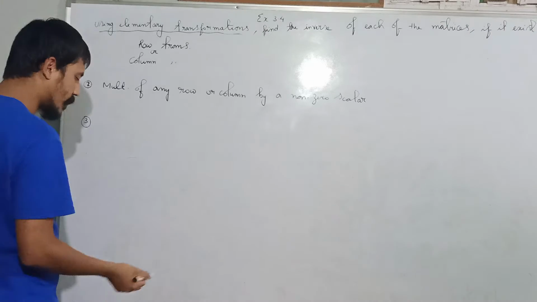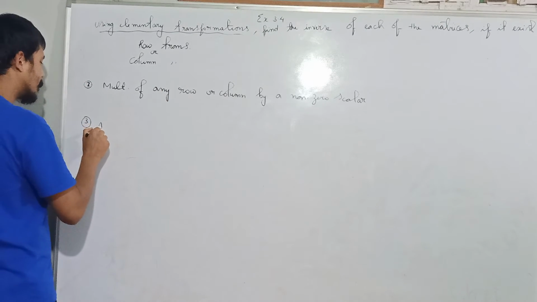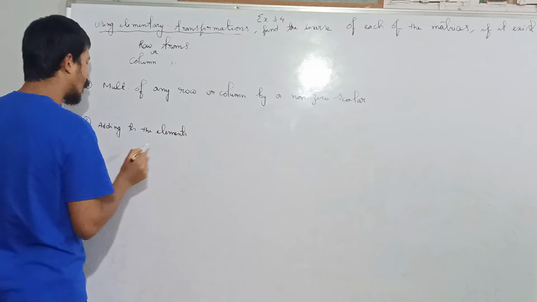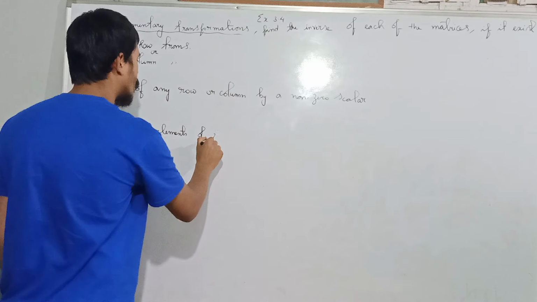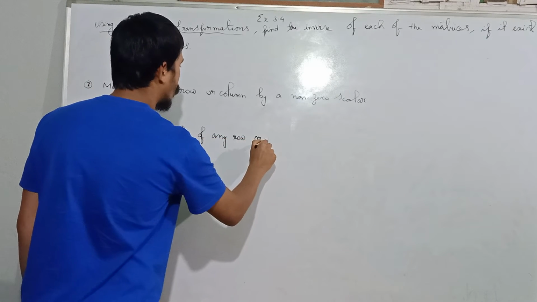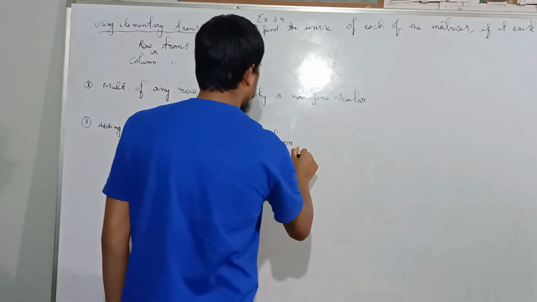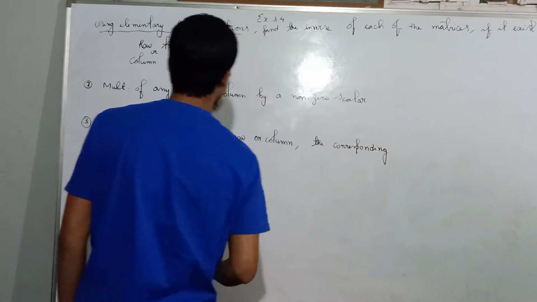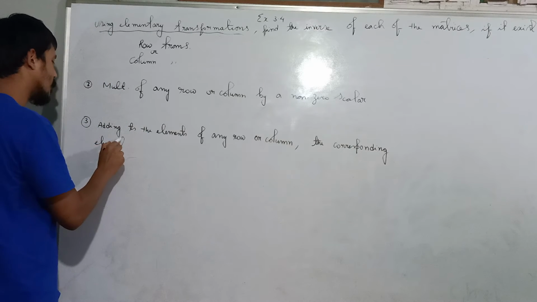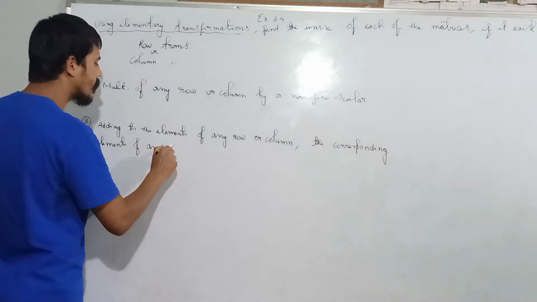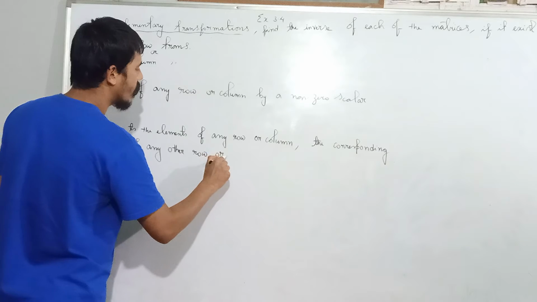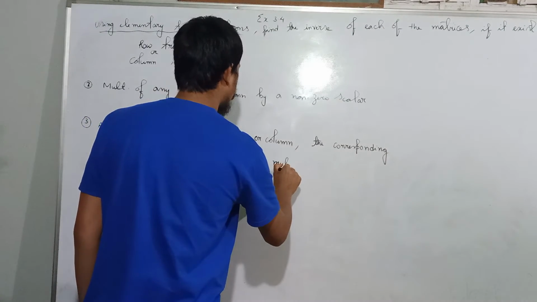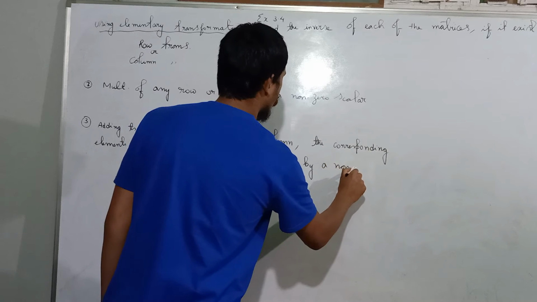Third one is just the normal operations that we are using. Adding to the elements, or addition to the elements of any row or column, the corresponding elements of any other row or column multiplied by a non-zero scalar.